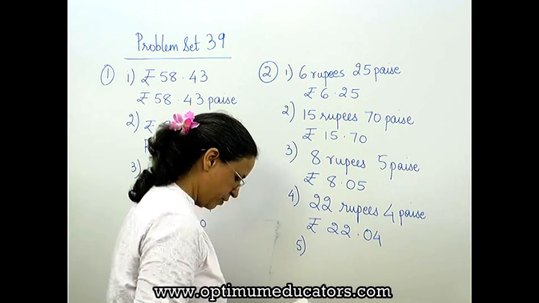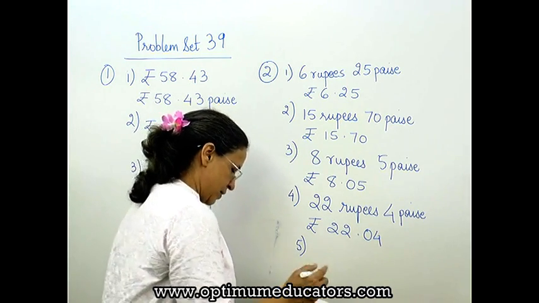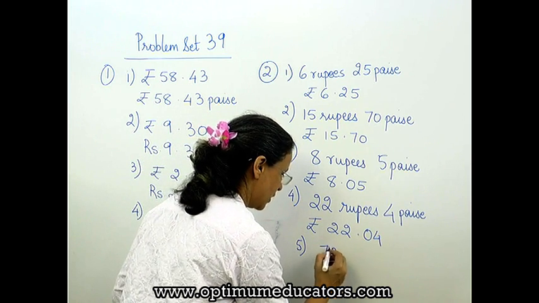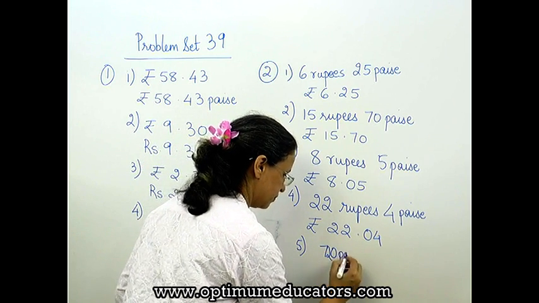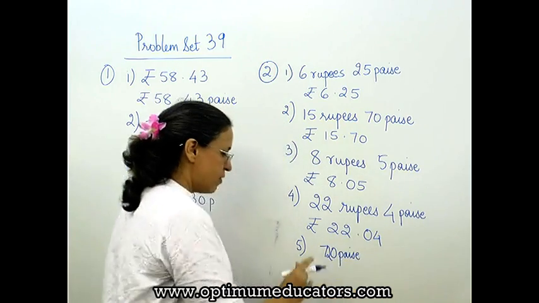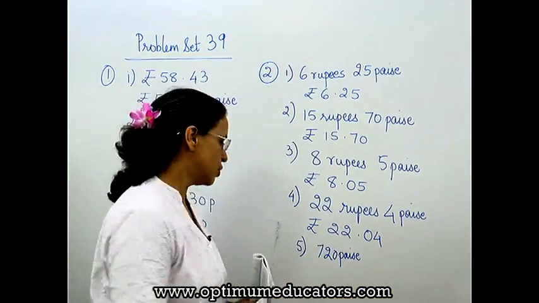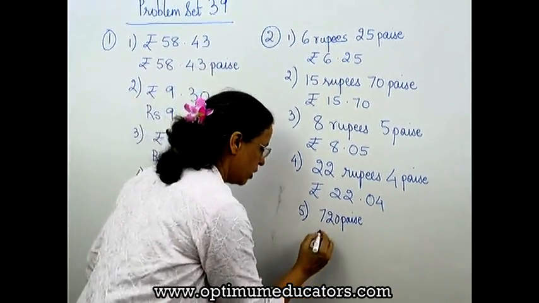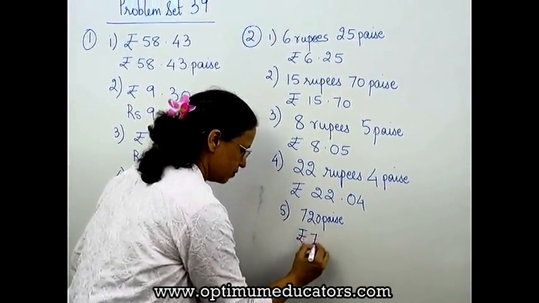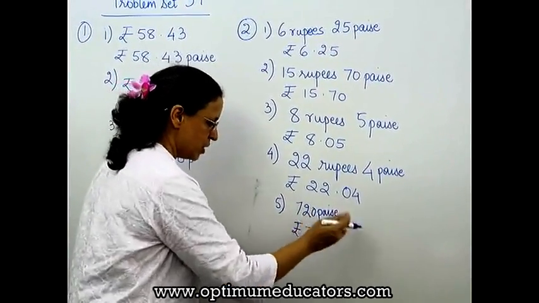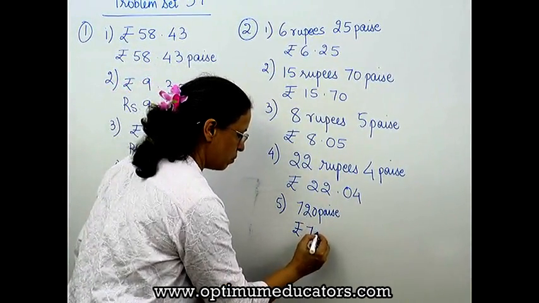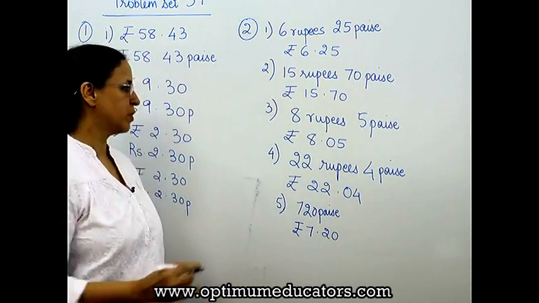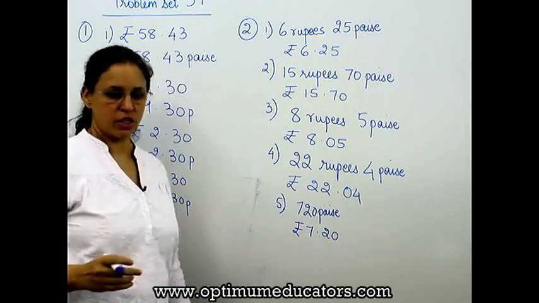Going on to the fifth one, 720 paise. Now 720 paise, you know that 700 paise will mean rupees 7 and 20 paise. So 7.20. Have you got that? You did it yourself, check it.